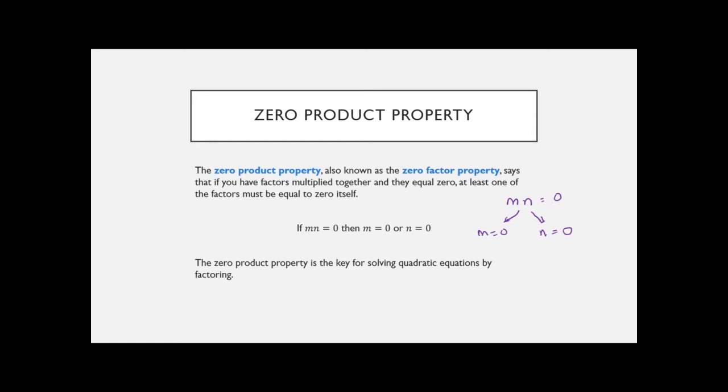So that's what the zero product property is basically saying, is that if you have things multiplied together and they multiply to 0, then at least one of those factors, one of those things has to be 0. And so this is the idea that we use when we're solving quadratic equations by factoring.